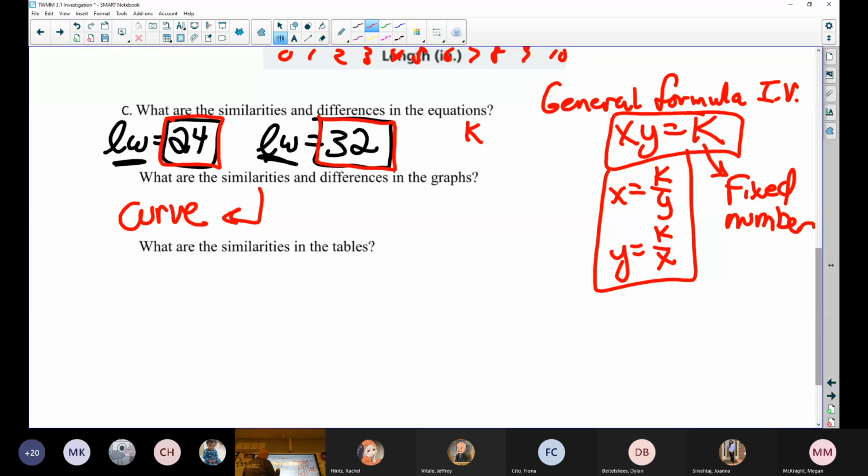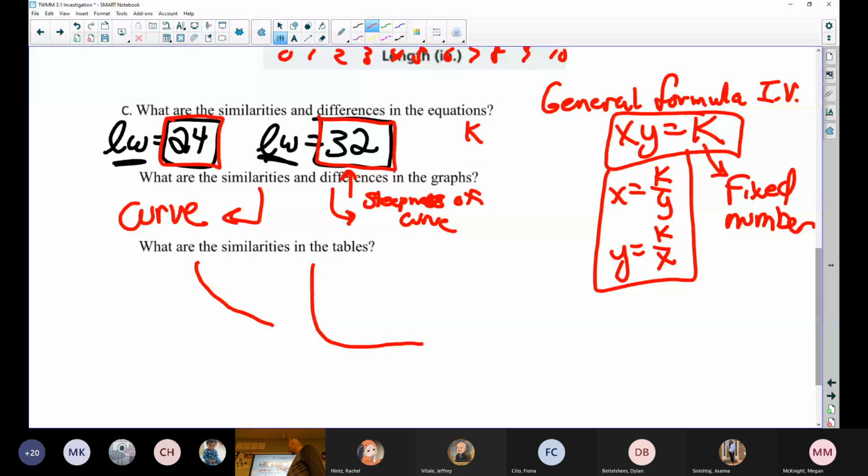The differences, probably if anything, is going to be, I guess you can call it, the steepness of the curve. The bigger this number, okay, it's going to have more of a bow to it. Where the smaller the number, it's going to curve almost as close to a straight line as you can get a curve to look like, okay?